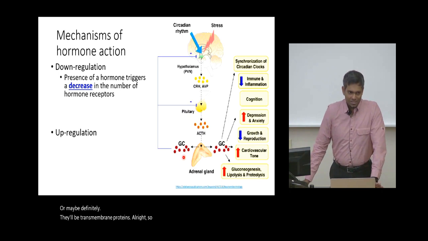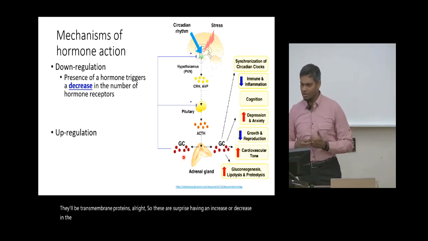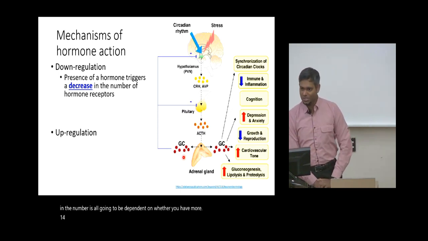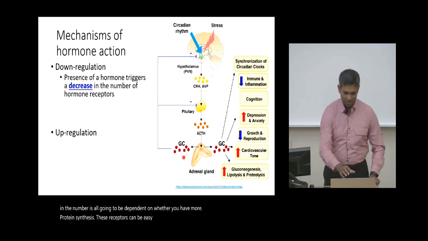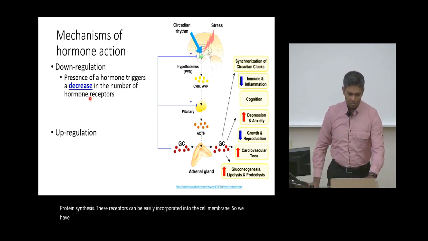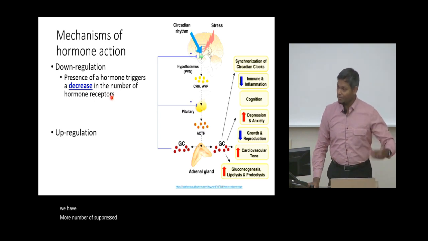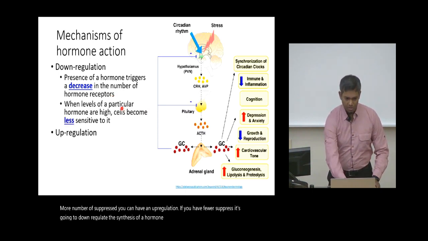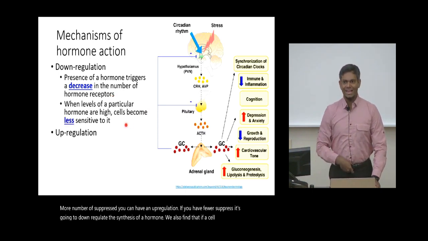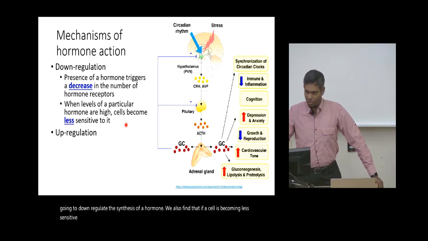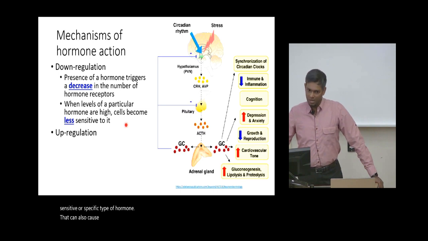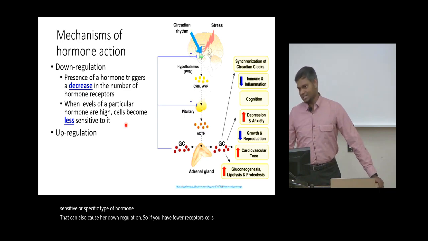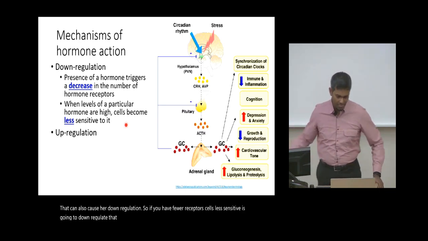Alright, so these receptors having an increase or decrease in the number is all going to be dependent on whether you have more protein synthesis, right? These receptors can be easily incorporated into the cell membrane. So if we have more receptors, you can have an upregulation. If you have fewer receptors, it's going to downregulate the synthesis of a hormone. We also find that if a cell is becoming less sensitive to a specific type of hormone, that can also cause a downregulation. So if you have fewer receptors, or the cell is less sensitive, it's going to downregulate that hormone synthesis.